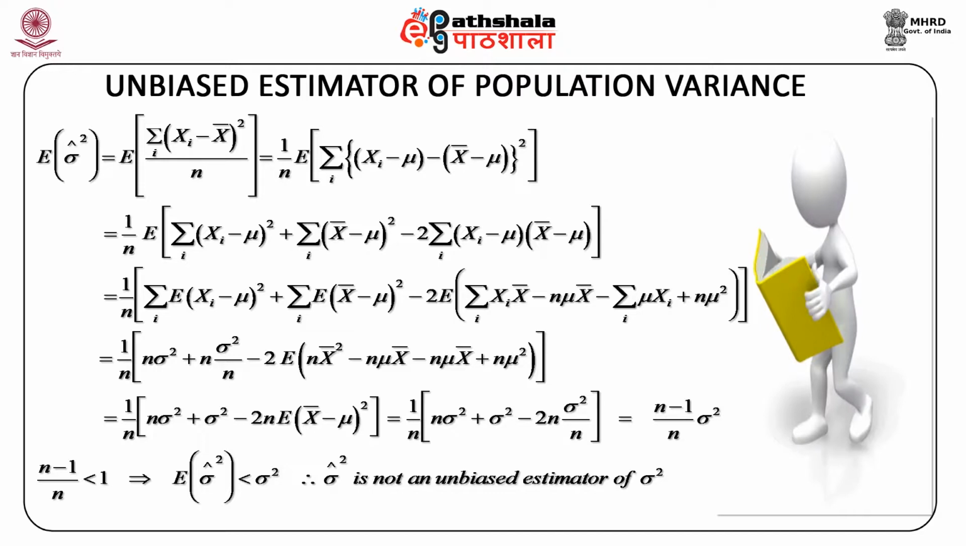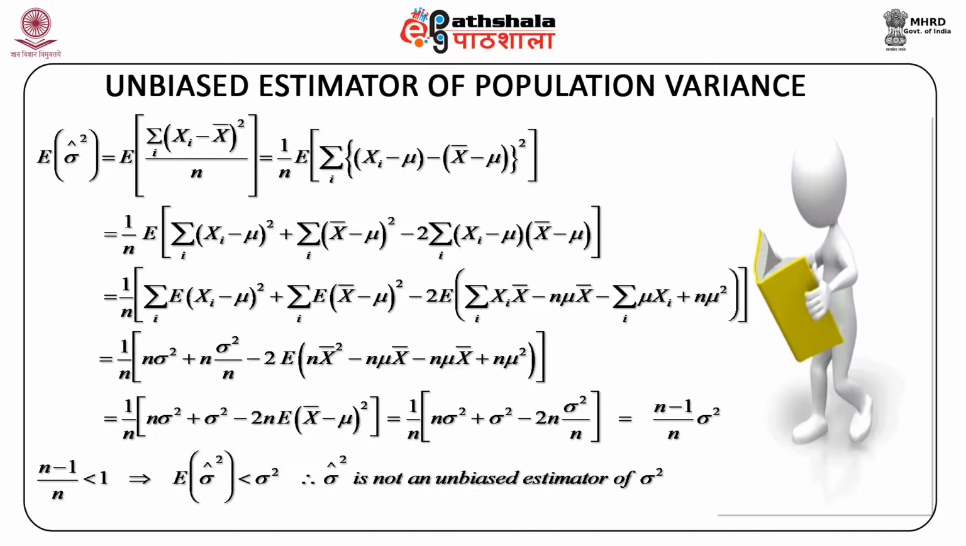This is equal to 1 by n into n sigma square plus sigma square minus 2n times the expected value of (x bar minus mu) square, which is equal to 1 by n into the bracket n sigma square plus sigma square minus 2n into sigma square by n, bracket close. Now this on simplification is equal to (n minus 1) upon n into sigma square.